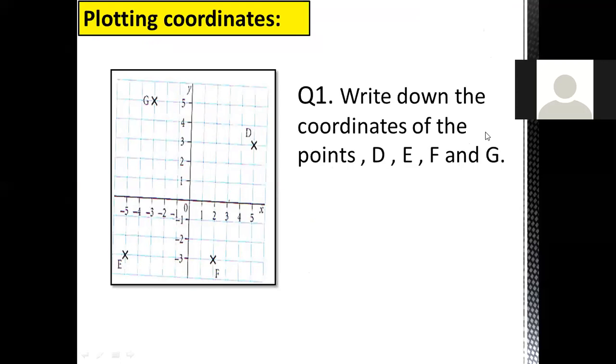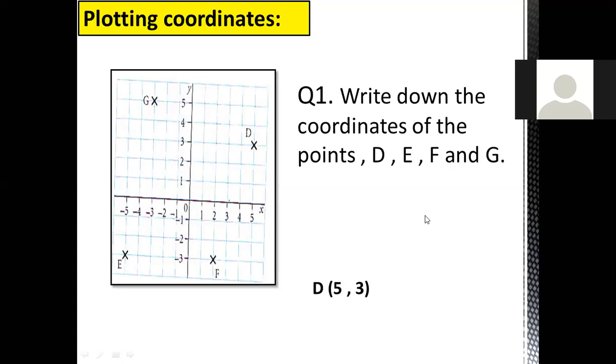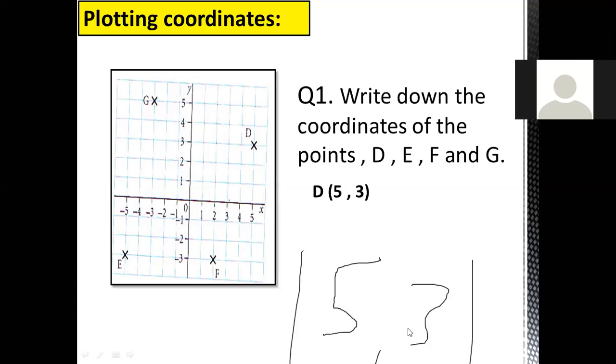We have 4 participants. Selain Muhammad. Yes, teacher. What is the coordinate of point D? 5, 3. Okay, let's check. Yes, it's 5, 3. Remember that we always go by X and then Y.